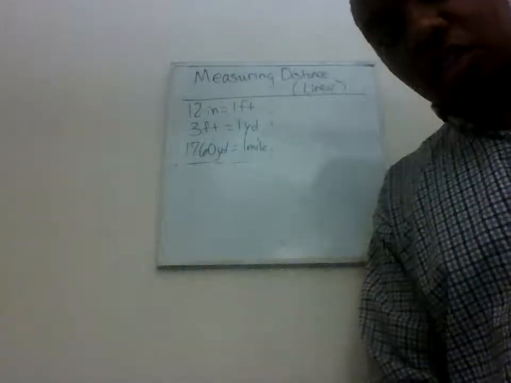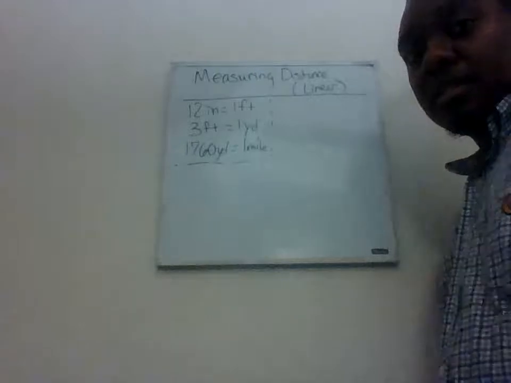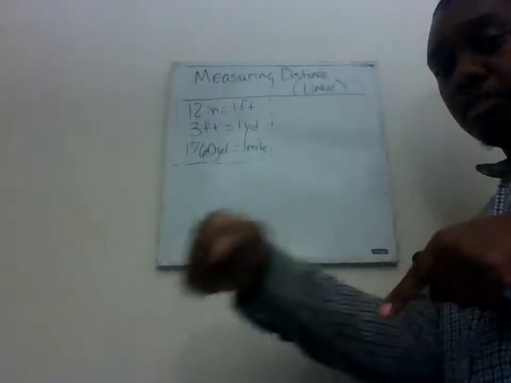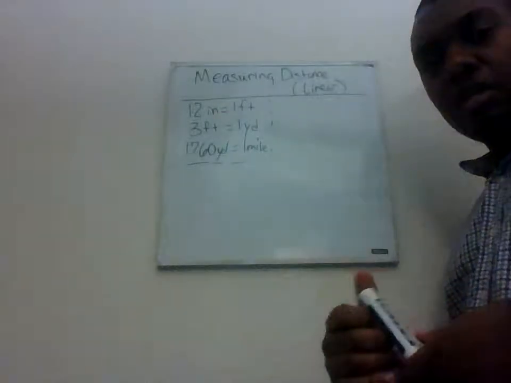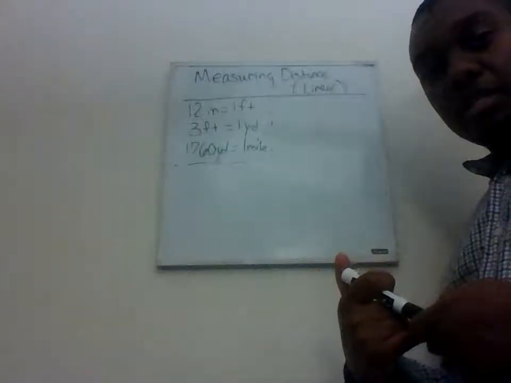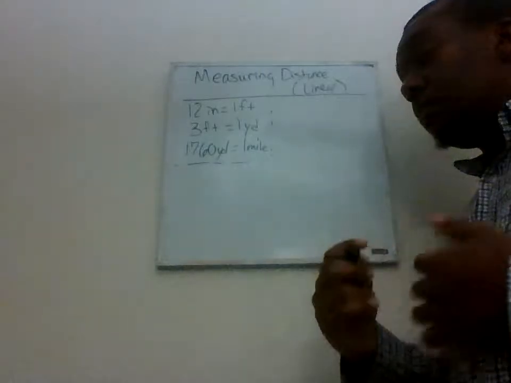All right. So we're going to look at linear measurements. Linear meaning going from one point to another directly. That is also a measure of distance. So we're going to look at this in the U.S. customary system. And we basically have four different ways to represent that.